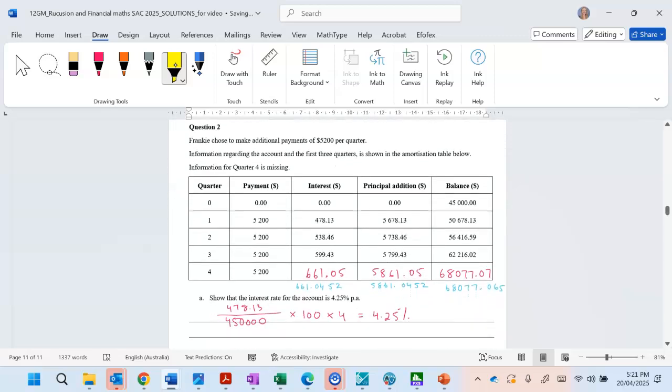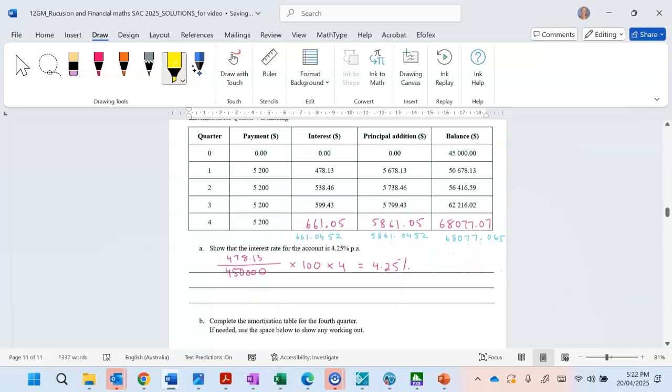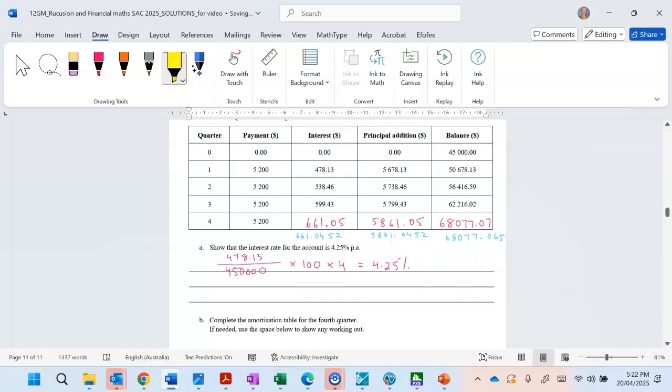All right, moving on to question 2. So Frankie chose to make additional payments of 5,200 per quarter. Information regarding the account in the first 3 quarters is shown in the amortization table below. So he's decided to make more. He's making 5,200. Part A is first. Sorry guys. That question was done quite well.